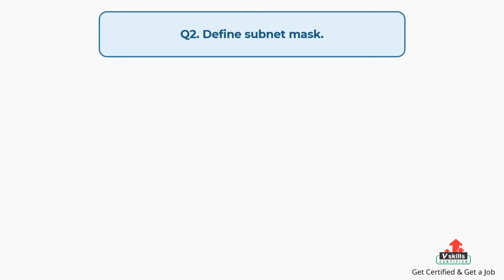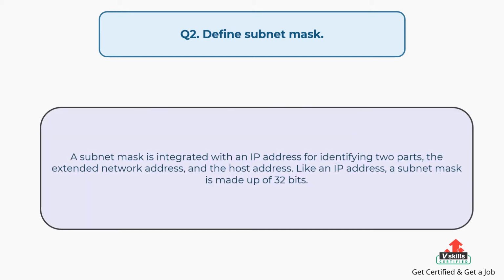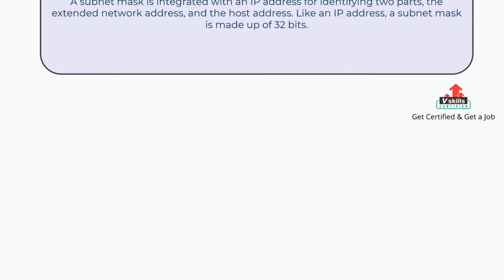Question number 2. Define subnet mask. The answer is, a subnet mask is integrated with an IP address for identifying two parts, the extended network address, and the host address. Like an IP address, a subnet mask is made up of 32 bits.